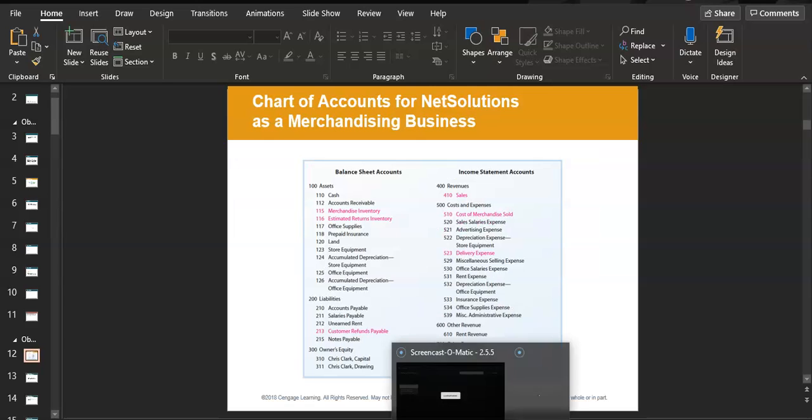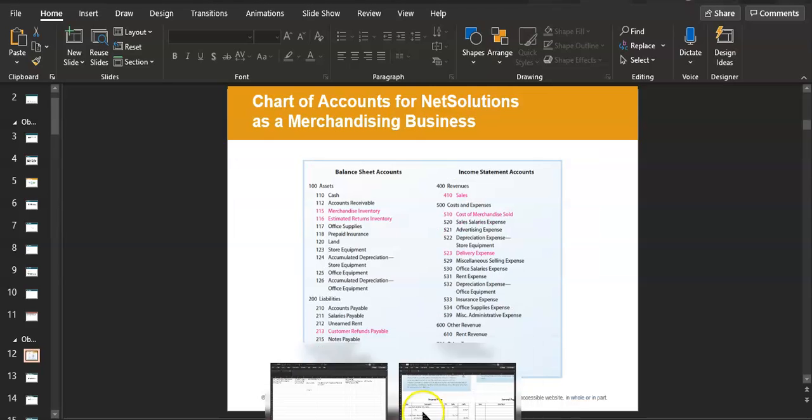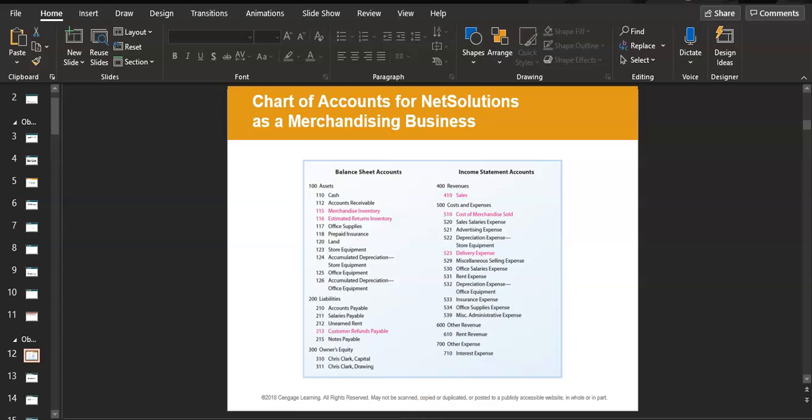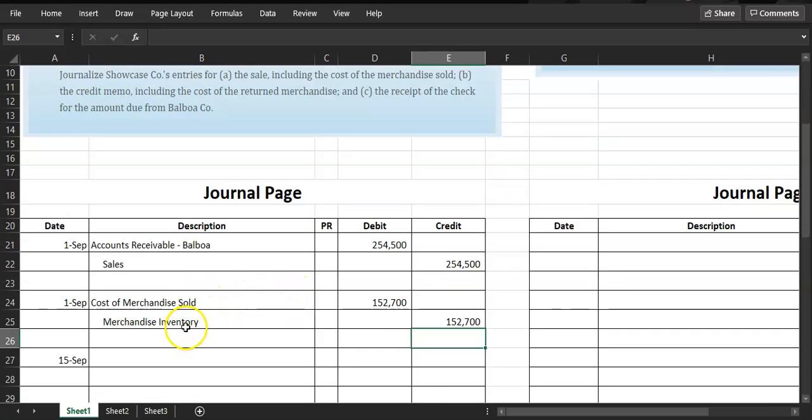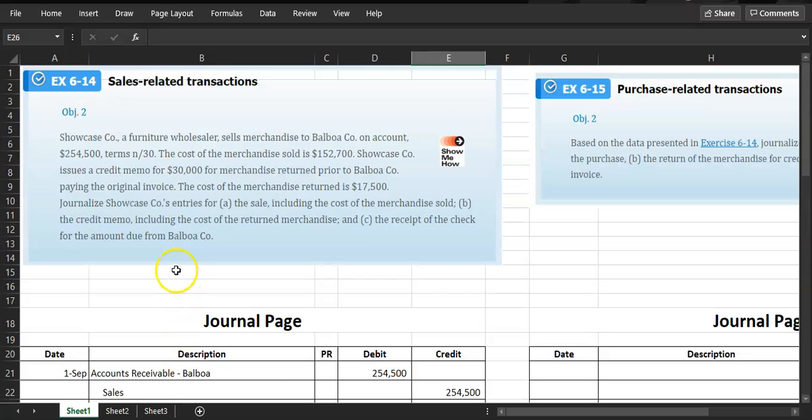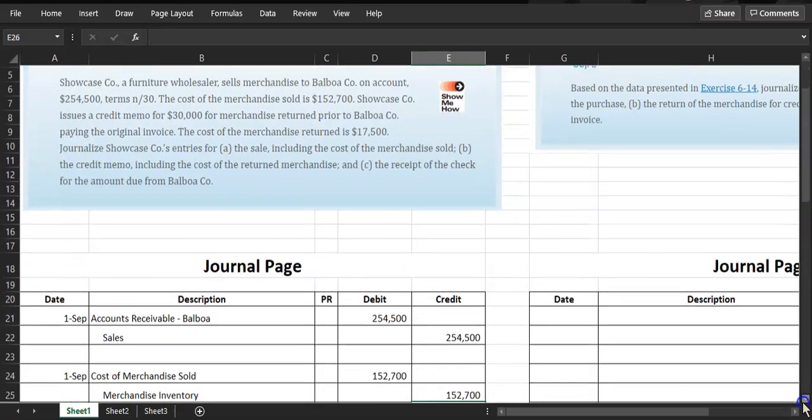Go back to our transactions. So anyway, cost of merchandise sold and merchandise inventory. Now, the next one, it says that there's a return. That return had a sales value of $30,000 and it cost us $17,500.